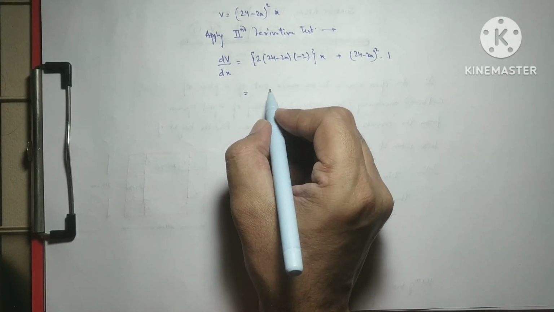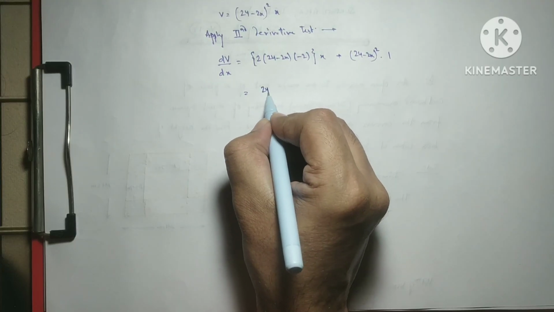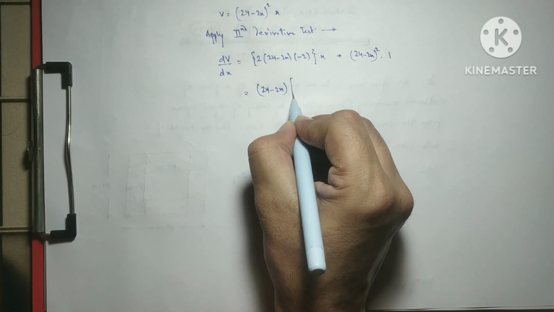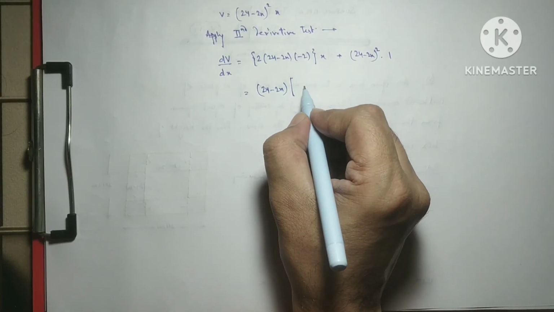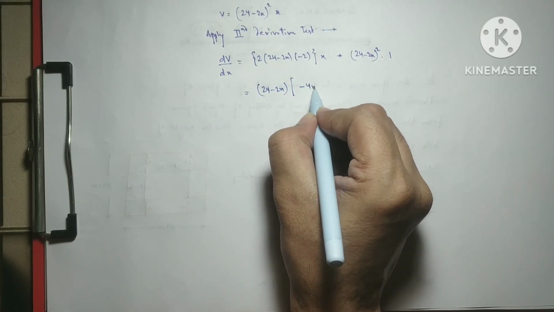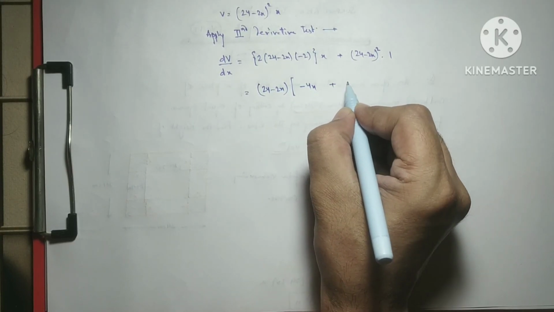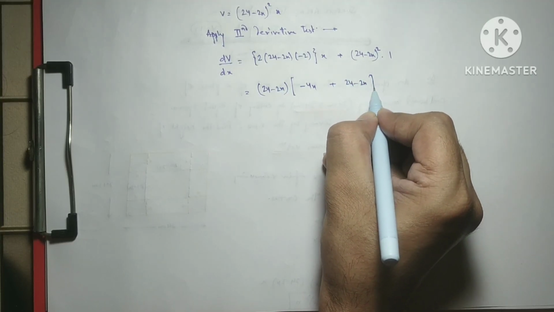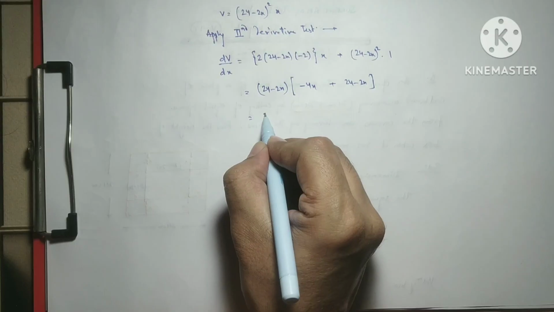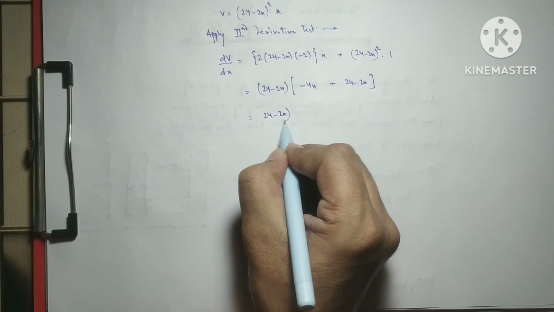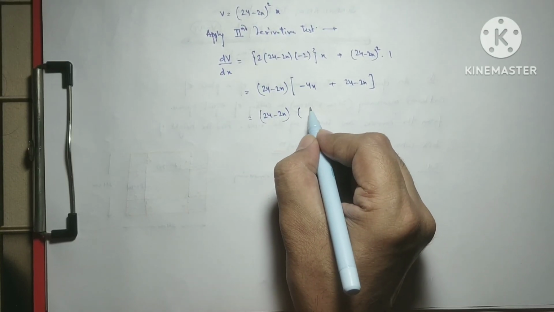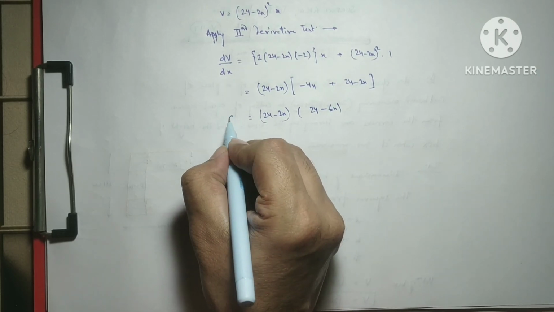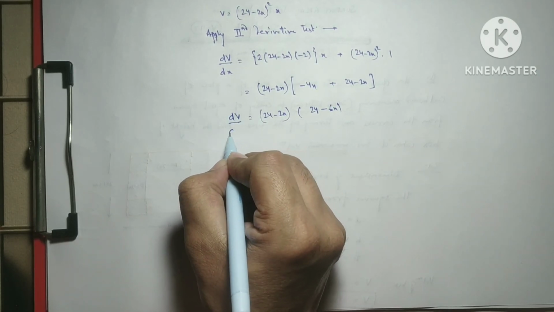So on taking 24 minus 2x as a common factor, we get minus 4x plus 24 minus 2x. So we get 24 minus 2x and 24 minus 6x. So it is your first derivative.